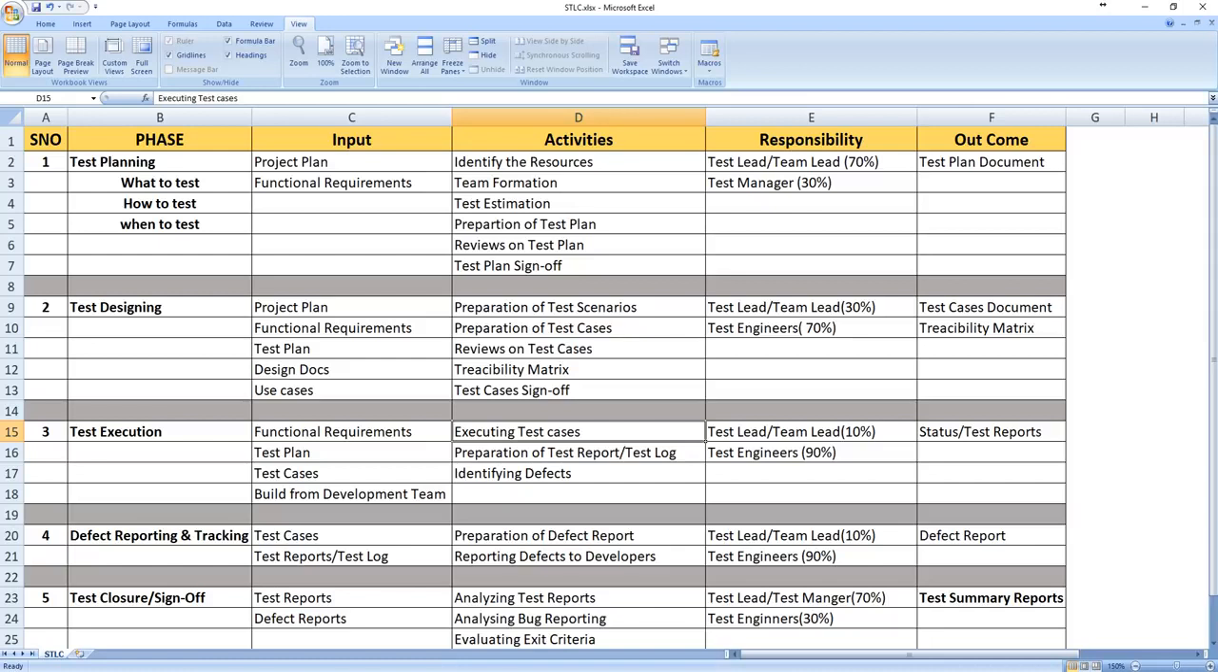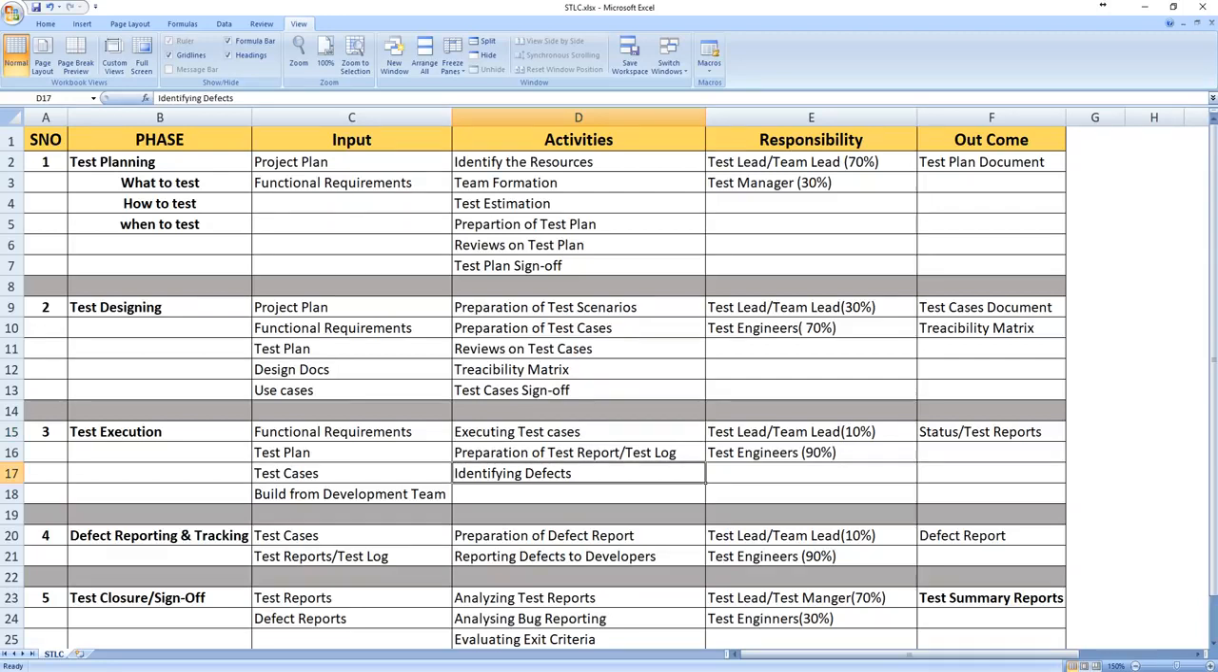Identifying defects is the main activity during test execution. Why are you executing the test case? Because you need to find defects in the application. If you find any mismatch between expected and actual results, you need to report that mismatch as a defect. So identifying defects is the main activity in test execution. Test case execution, preparation of the test report and test log, and identifying defects are the main activities during the test execution phase.